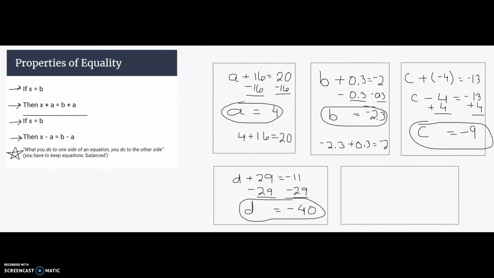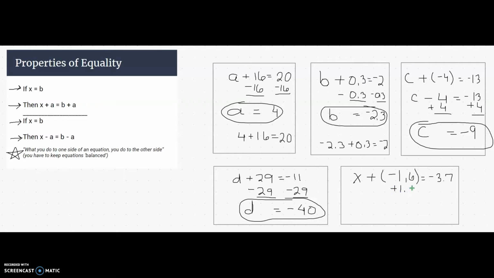Let's do one more. x plus a negative 1.6, and then we'll say that's equal to negative 3.7. So here we have two negative values, and they're decimals. You may need the help of a calculator if you need it. Notice in the third one with the c, we changed it to minus. We don't necessarily have to do that. We just need to make that quantity go away.